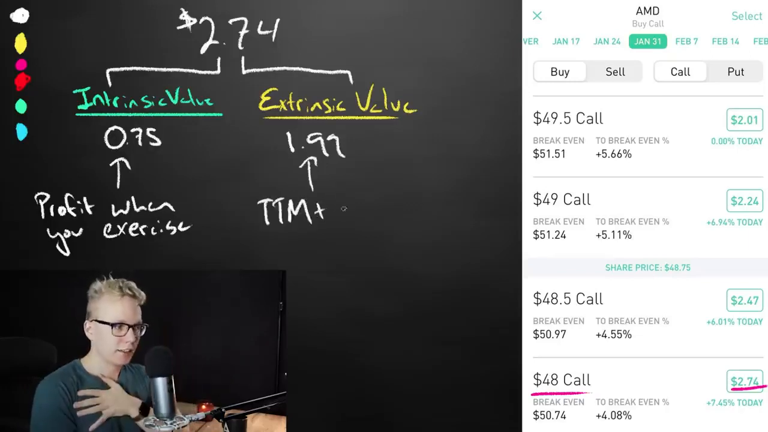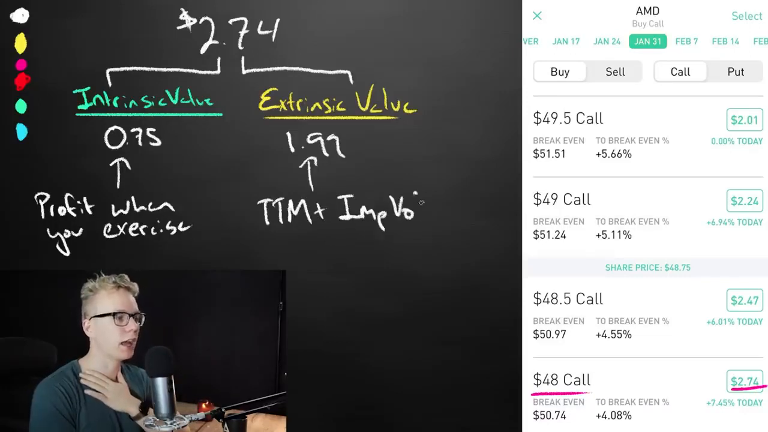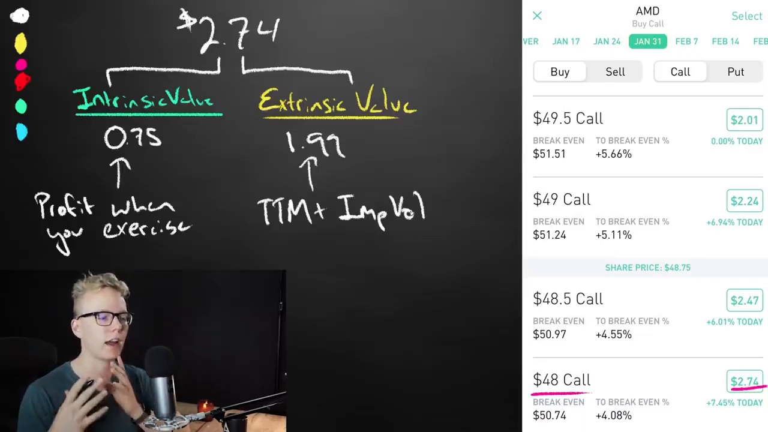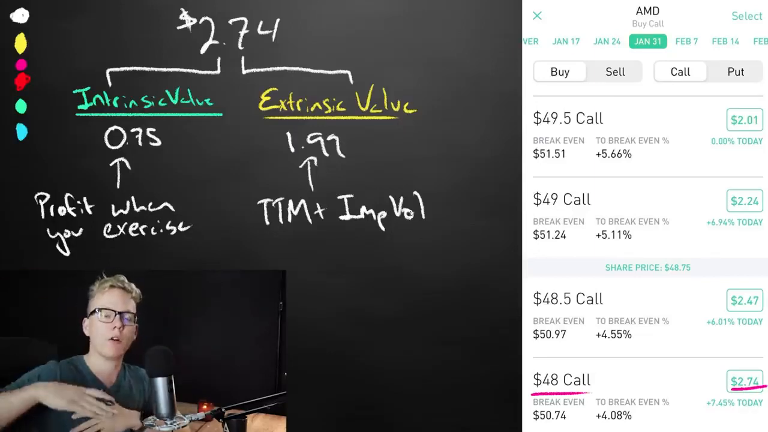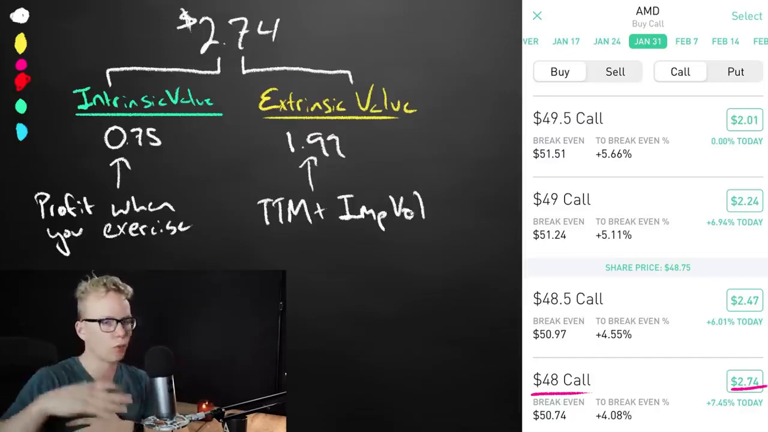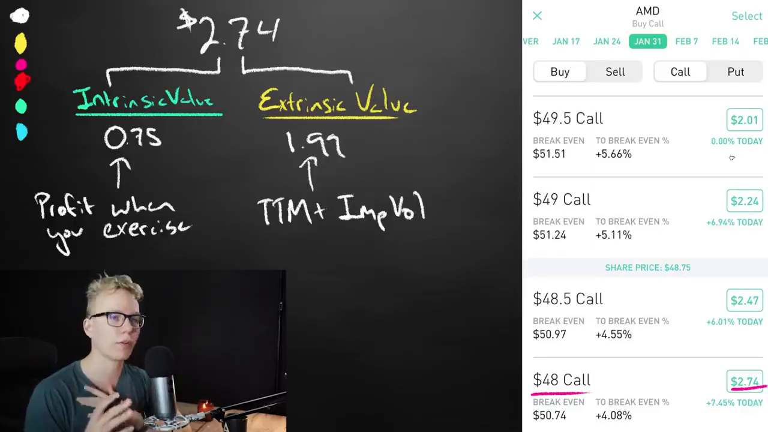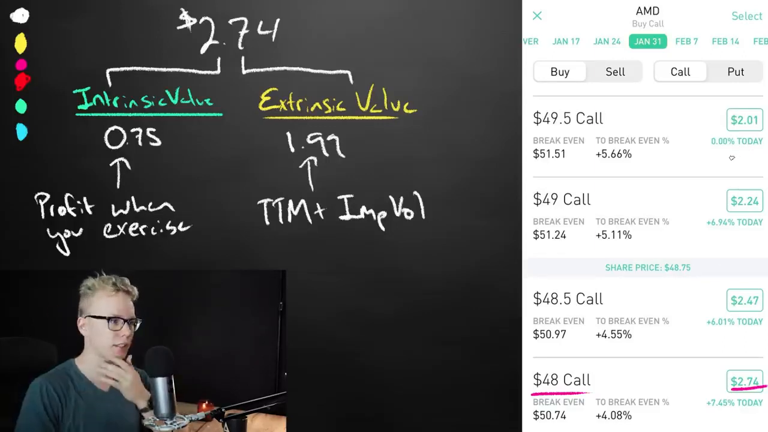In addition, extrinsic value is not just time to maturity, but also implied volatility. I'm just going to briefly gloss over it; we'll get to it more in a second. You can think of it as the volatility of the underlying stock. Does it bounce around a lot or is it very calm? If it bounces around a lot, that's great for call options because your loss is limited to the amount you paid for it, but your upside is uncapped. It can theoretically go up forever. So volatility is very good for options.